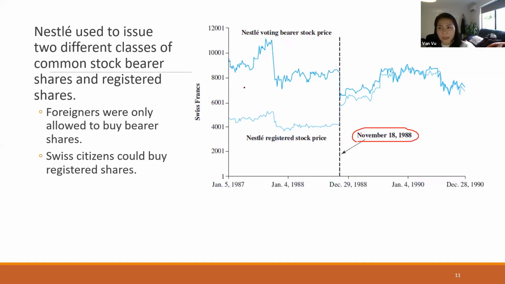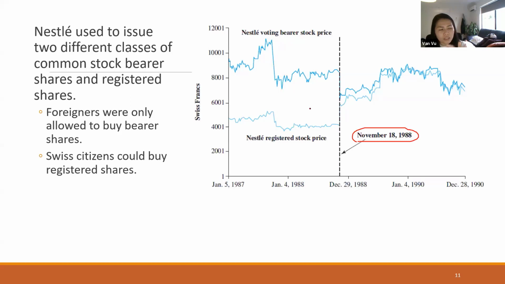In this example, we have a country that allows two different classes of shares, one for foreign investors and one for domestic investors. In modern times, this is what is implemented in China. In China we have Class A and Class B shares. Foreign investors trade, I think, Class B, and domestic investors trade Class A.